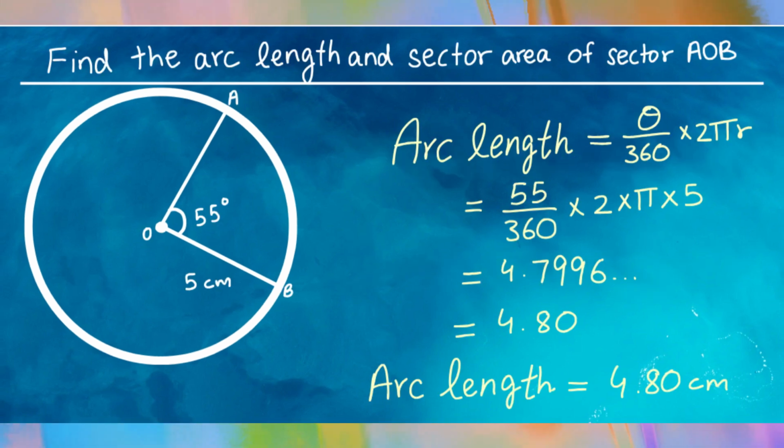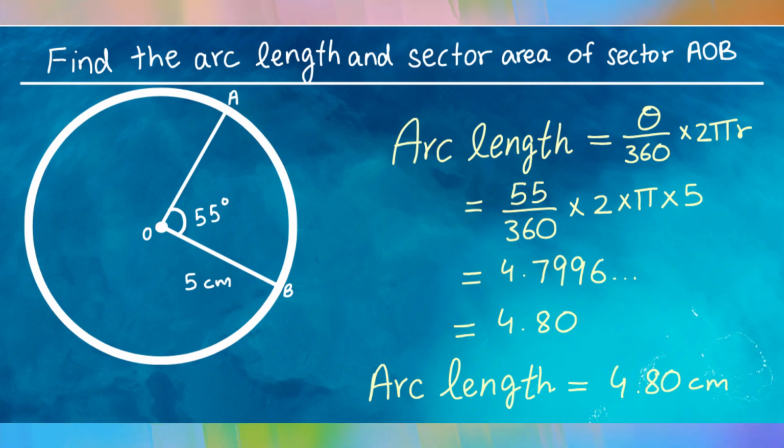Here's an example. In this example, we have to find the arc length and sector area of the sector AOB. We already know the formula for arc length is theta over 360 multiplied by 2 pi r. So all we need to do now is substitute the values in the formula: 55 degrees for theta and 5 for radius, which is r.